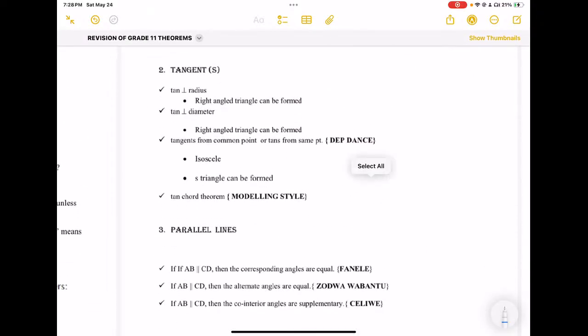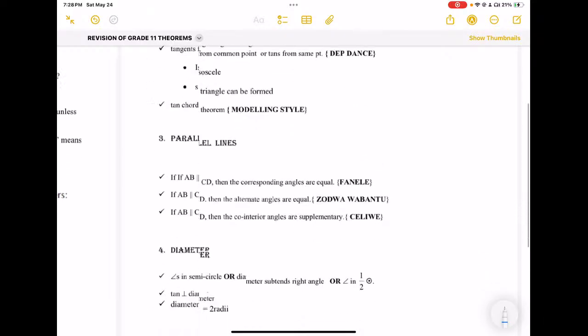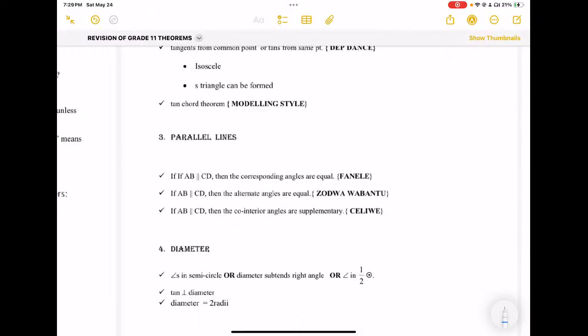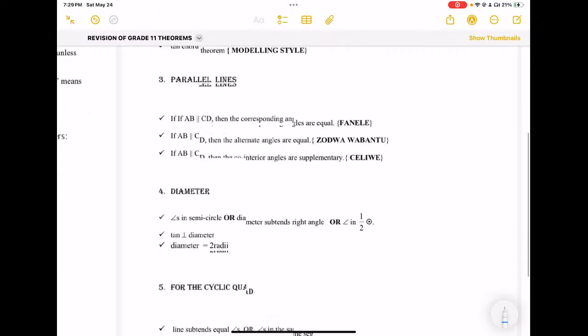And then if they give you a tangent, you all know the things about the tangent. If they give you parallel lines, you have to think of corresponding, alternate, co-interior angles, right? That's when they talk about parallel lines, you have to think about those things, right?